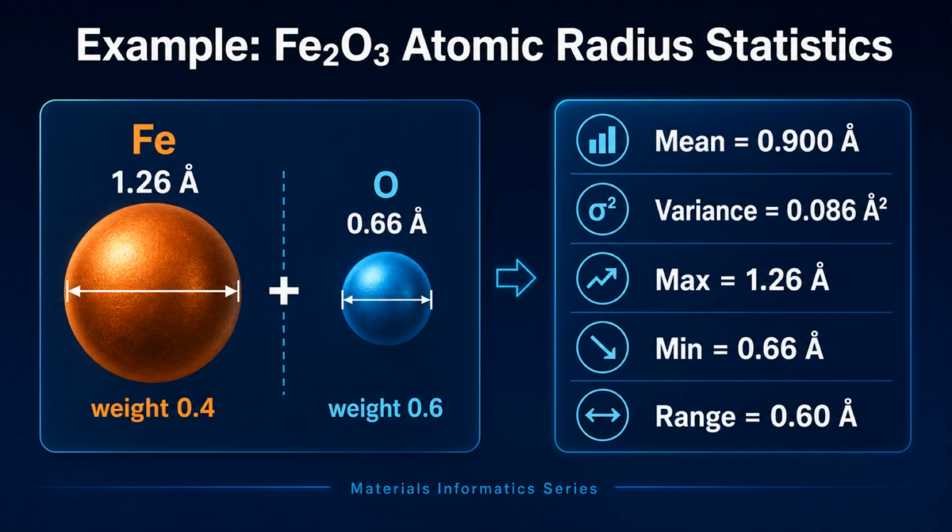Let's calculate atomic radius statistics for iron oxide, Fe2O3. Iron has a larger atomic radius with composition ratio 2/5. Oxygen has a smaller radius with ratio 3/5. The weighted mean combines these according to their ratios. We can also calculate the variance, maximum, minimum, and range. This process applies to all 22 elemental properties.